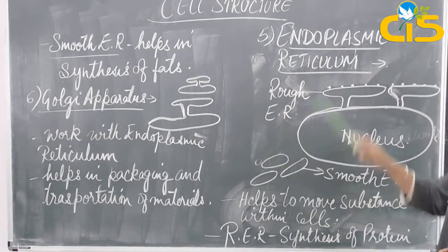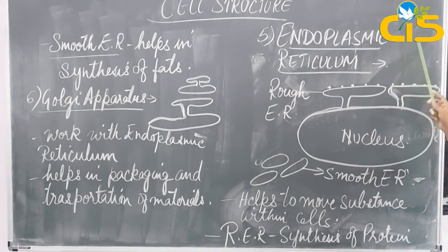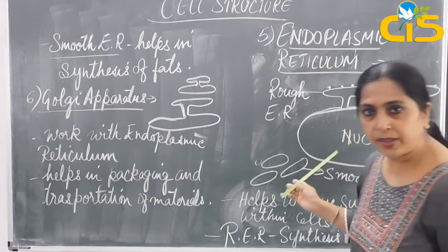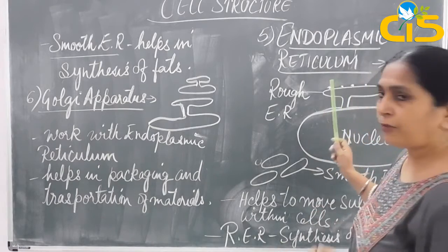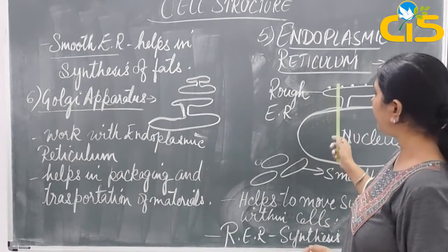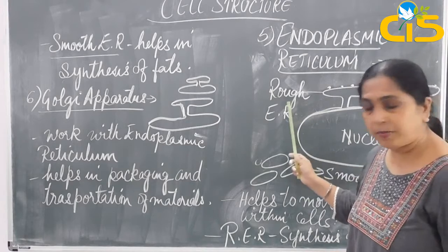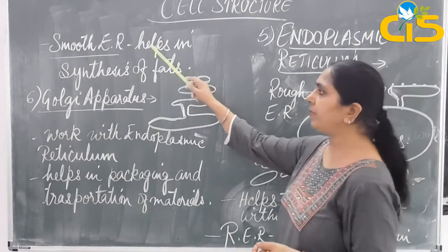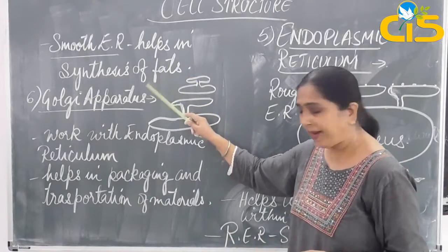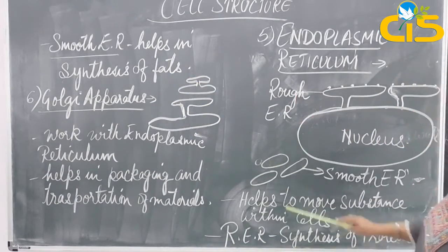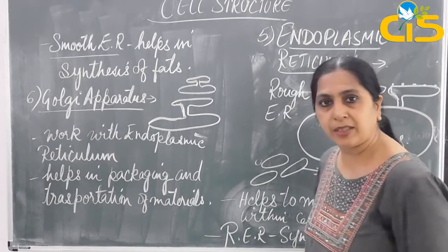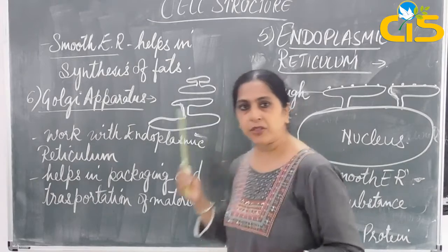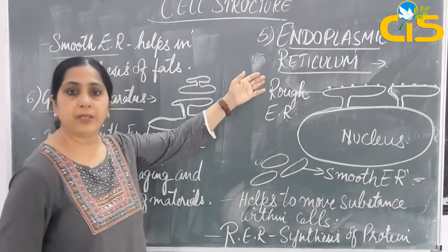So we have understood that the endoplasmic reticulum is one of the important organelles of the cell. It is attached to the nucleus and is of two categories: the rough endoplasmic reticulum, which is mainly responsible for the synthesis of proteins, and the smooth endoplasmic reticulum, which helps in the synthesis of fat. They are responsible for the movement of substances within the cell. These are the important functions and features of the endoplasmic reticulum.